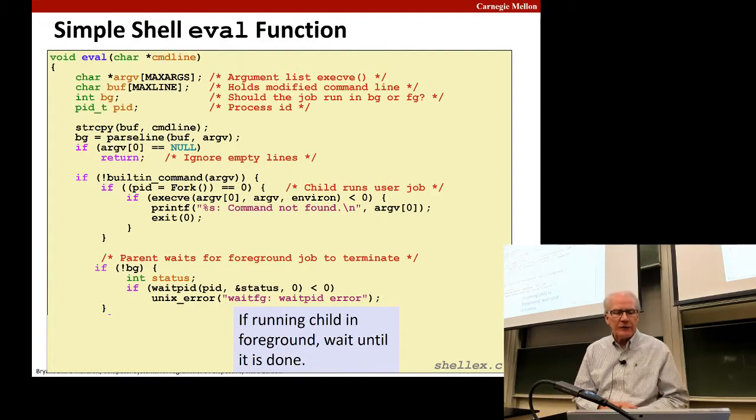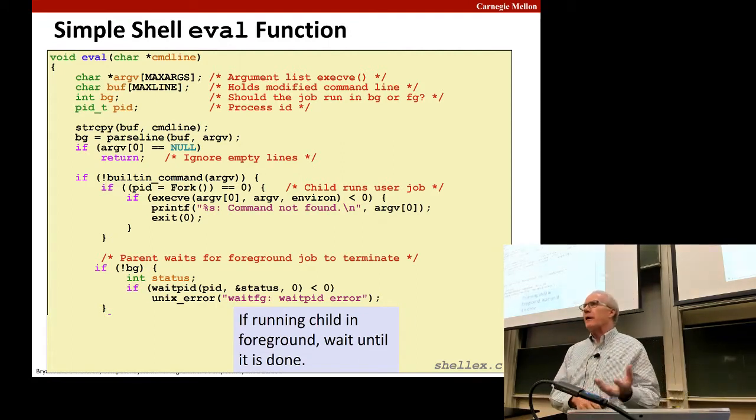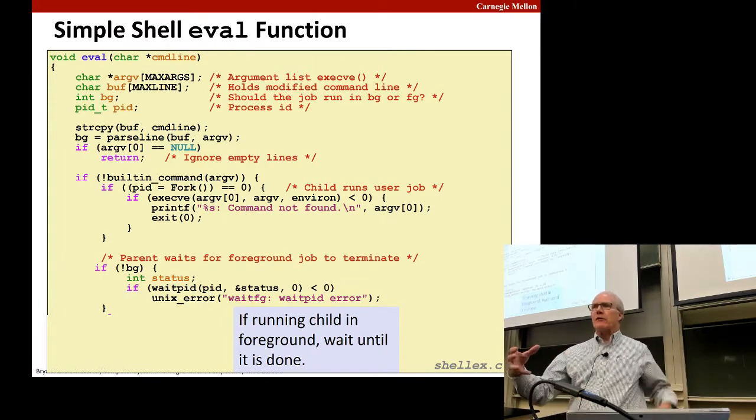So if it's a foreground process, meaning it's supposed to wait, you'll see that it does a waitpid on the process ID that it just created, the forked process. And presumably that will have an error. So this is the way that now the shell is going to wait for as long as it takes for the child to complete and then return back.